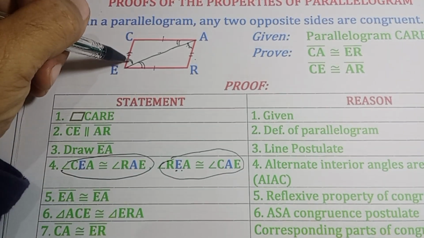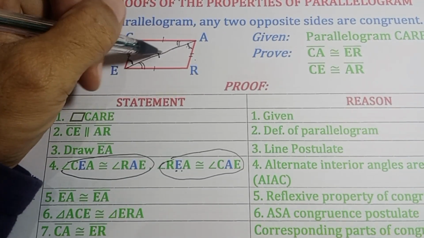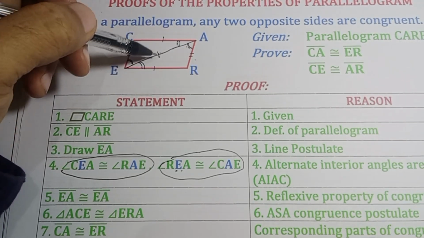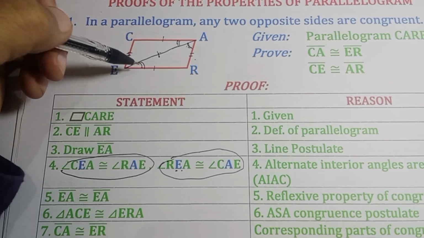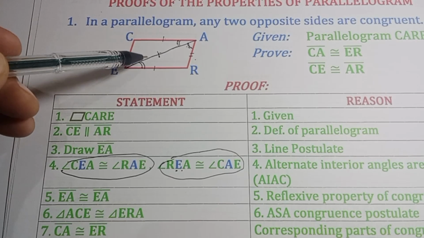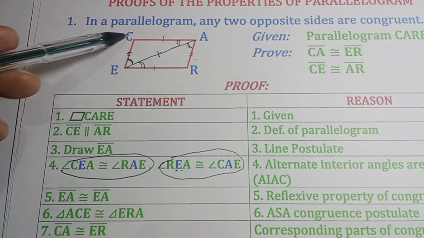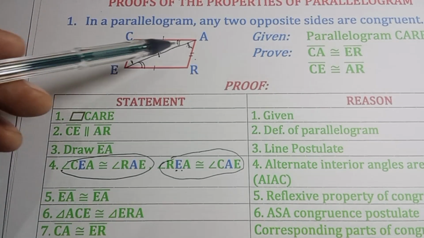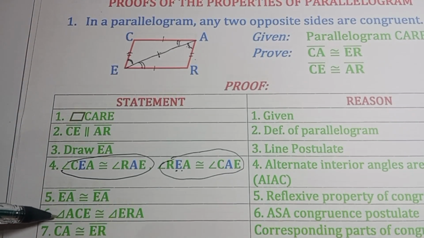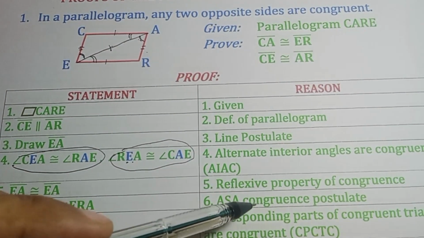So look at this. We have angle, side, angle, angle, side, angle. So for this triangle, we have angle, side, angle. And for this triangle, we have angle, side, angle. So these two are congruent by ASA congruence postulate. So we say that triangle ACE is congruent to triangle ERA. This one. Okay. So our reason is ASA congruence postulate.